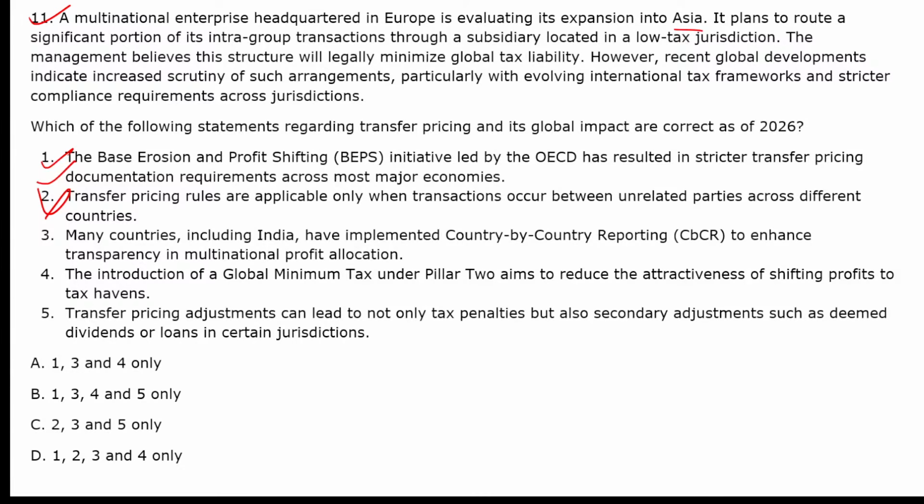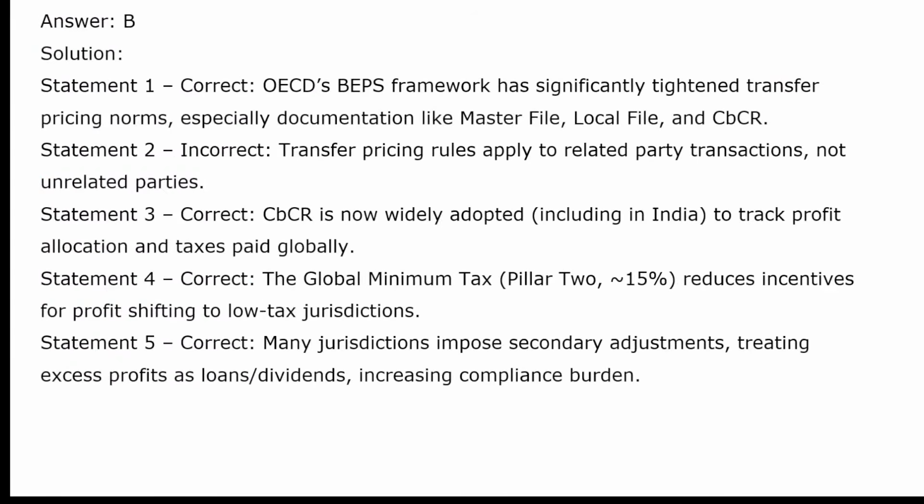Many countries, including India, have implemented country-by-country reporting (CBCR), enhancing transparency in multinational profit allocation. Correct? The introduction of a global minimum tax under Pillar 2 aims to reduce the attractiveness of shifting profit to tax havens. Correct? Transfer pricing adjustments can lead not only to tax penalties but also to secondary adjustments such as deemed dividends or loans. Correct? So 2 was incorrect. B is the correct answer.